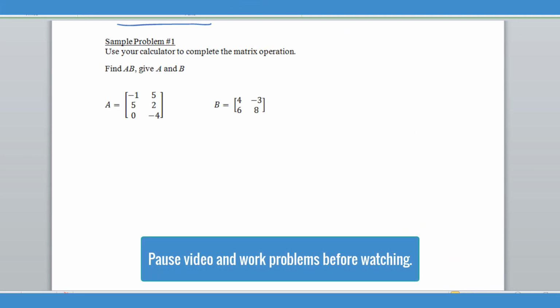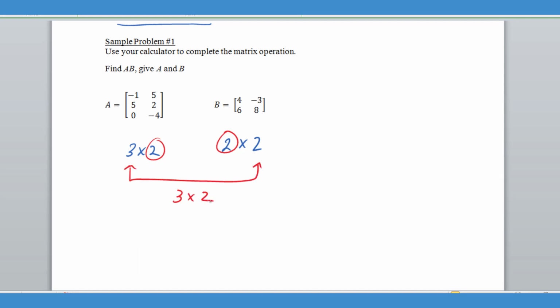So the first thing I need to do is identify that this is a 3 by 2 matrix multiplied by a 2 by 2 matrix. And you can see here that our inside dimensions are the same. Since those are equal, my result is going to be the outside dimensions. So I should get a resulting 3 by 2 matrix. And so my answer for A times B equals the following matrix.